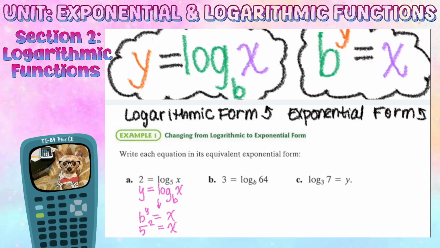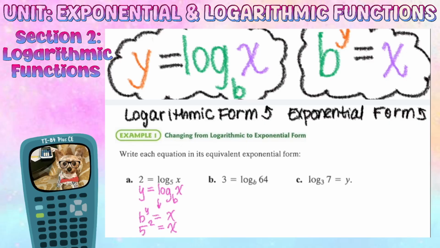So they're equivalent statements. I'm just rearranging it. The base will be the base of your exponential portion of the equation, and then the 5 is with the x in the log equation, so the 5 is going to be with the 2 in the other equation.